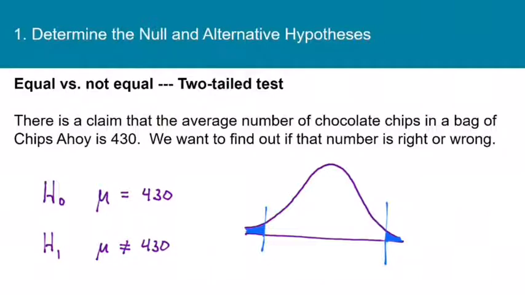And for that reason, this is called a two-tailed test. When the alternative hypothesis contains a not equal to, this is what the diagram looks like, and we call that a two-tailed test. You can tell because both tails are shaded.